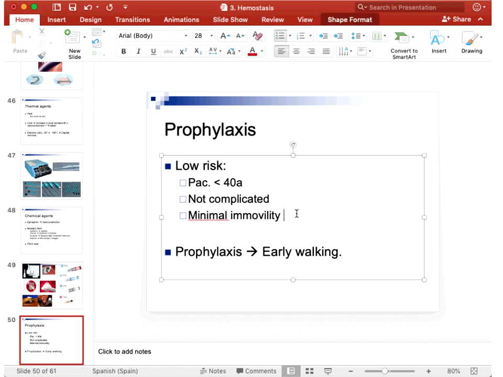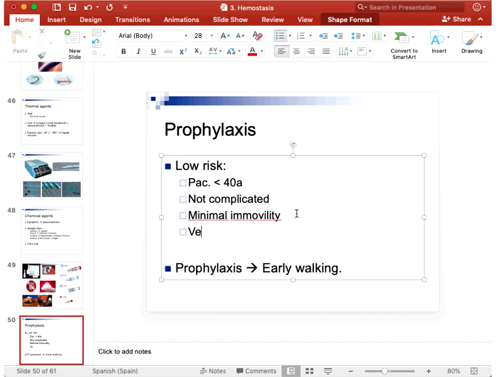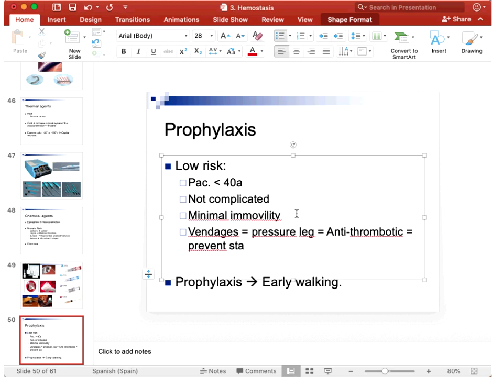So the bandages cause some kind of pressure in the legs. So then you have an anti-thrombotic measure to prevent stasis of the blood. So if you do this, you're applying an anti-thrombotic measure.